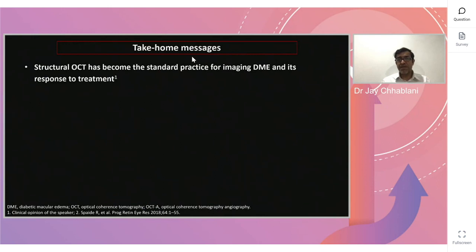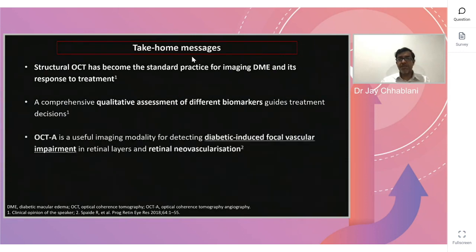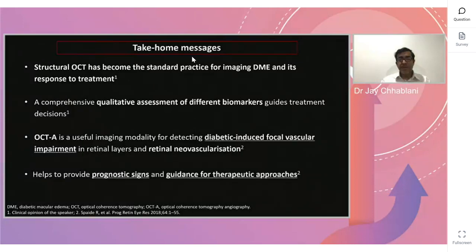With this, I would like to conclude and explain to you that the structural OCT has become the standard practice for imaging diabetic macular edema and its response to treatment. A comprehensive qualitative assessment of different biomarkers guides treatment decision. OCT angio is a useful imaging modality for detecting diabetic-induced focal vascular impairment in retinal layers and retinal neovascularization. Overall, the imaging helps to provide prognostic signs and guide for therapeutic approaches.